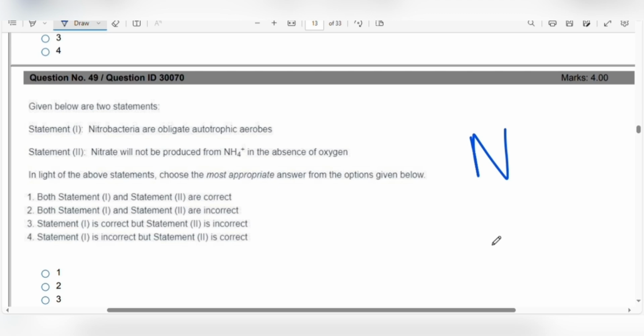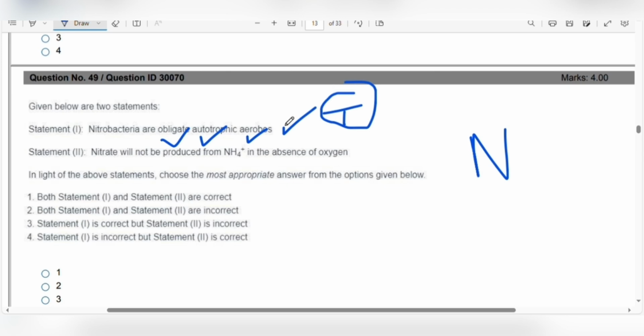So here, this is a true false type question. Statement 1: nitrobacteria are obligate autotrophic aerobes. True. This is a true statement because in the process of nitrification, you will read about the nitrifying bacteria which are obligate autotrophic aerobes. They are obligate aerobic. They cannot survive without the presence of oxygen. If oxygen is not there, they cannot perform the process of nitrification, right? And so this is a correct answer.